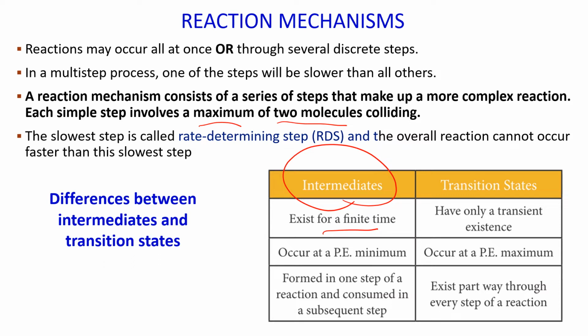But if we compare it with transition states, they are not stable. They will not exist as a product or be produced as a desired product. They have high energy. They have high potential energy. For that reason, they just exist part way through every step of a reaction.